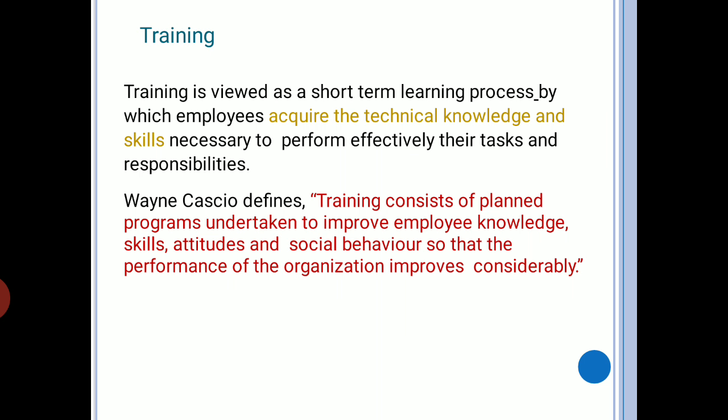Training is viewed as a short-term learning process by which employees acquire the technical knowledge and skills necessary to perform effectively their tasks and responsibilities. Wayne Cascio defines training as consisting of planned programs undertaken to improve employee knowledge, skills, attitudes, and social behavior so that the performance of the organization improves considerably.